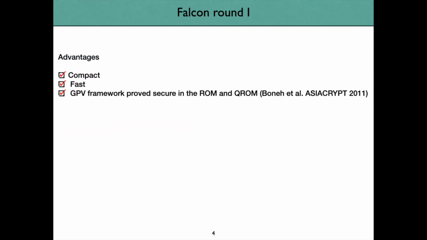This work has been initiated during the round 1, and Falcon presented from the start several advantages, like the compactness and the fact that it is very fast. It also relies on strong proofs in the random oracle model and in the quantum random oracle model. This might be why it has been selected in the round 2 and recently in the round 3 as part of the 3 selected signature schemes.